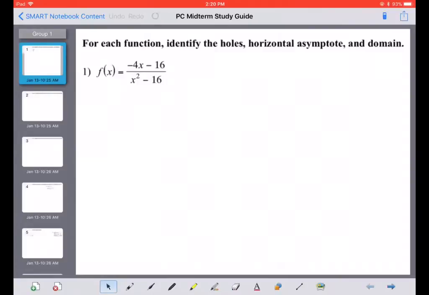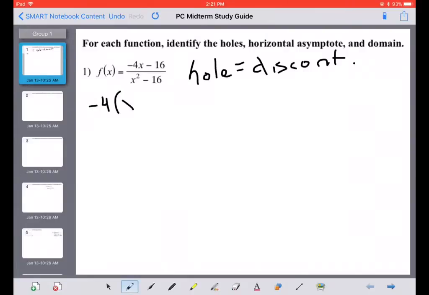Remember, I said hole equals discontinuity. So to start off with this problem, we could jump right to graphing. But to understand it better, we can break it down and factor both the top and then the bottom. If we look at the top, we can take a negative 4 out of both terms. So we get negative 4 times the quantity x plus 4. Then in the denominator, we would get x plus 4 and then x minus 4.